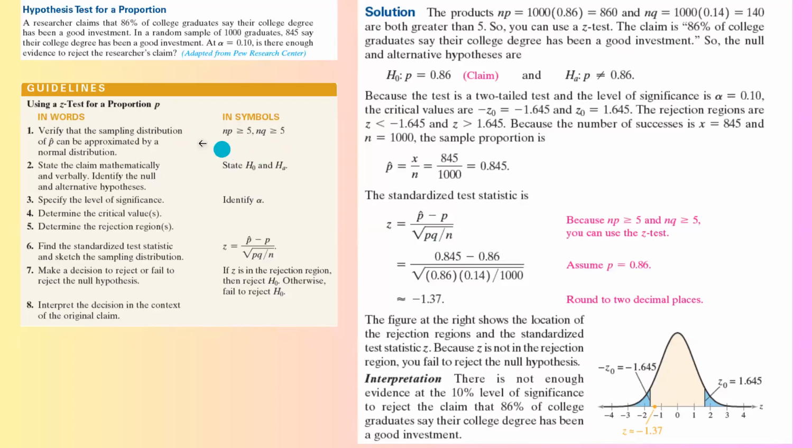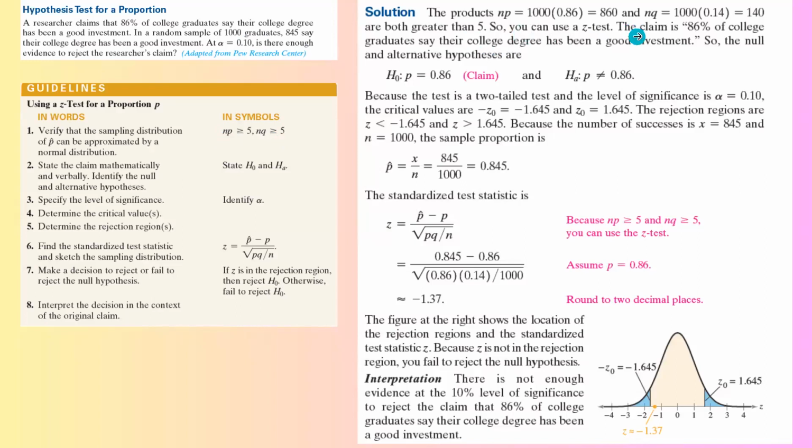First, np must be larger than or equal to 5, nq must be larger than or equal to 5. n is 1,000, you have 1,000 graduates. And p is the population proportion guessed value, which is 86%. So 1,000 times 86% is 860, which is more than 5. nq, n is 1,000, q is 1 minus 86%, which is 14%, so 140. So we're good with the first step. np and nq are more than or equal to 5.